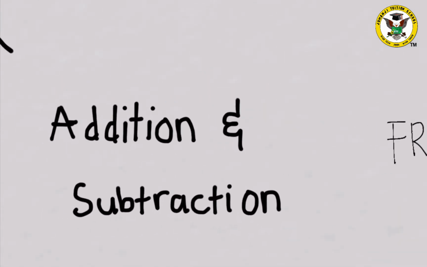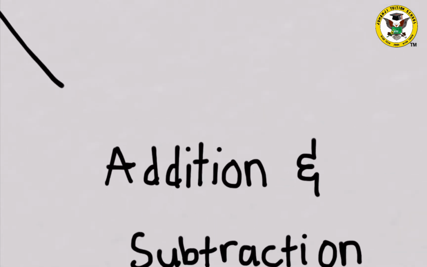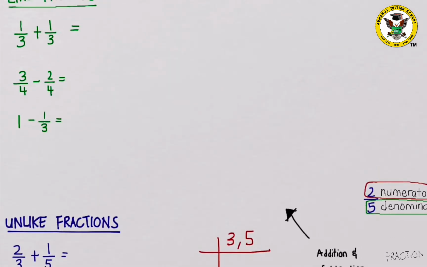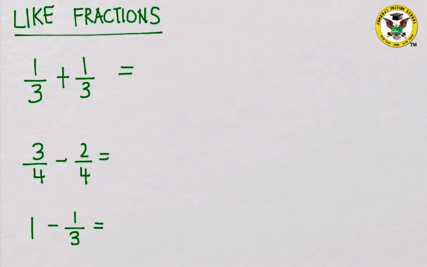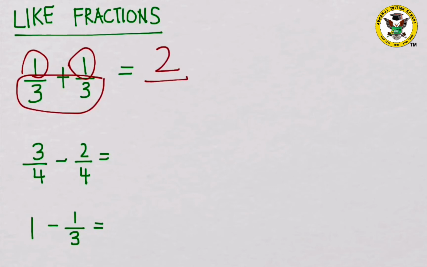The next one is addition and subtraction. The first one is like fraction. Like fraction is when the denominators below are the same. This means that we could just add the numerators normally. So here we have 1 plus 1, which gives us 2 over 3. You just copy the denominator. Next here, 3 minus 2, so it's 1 over 4.